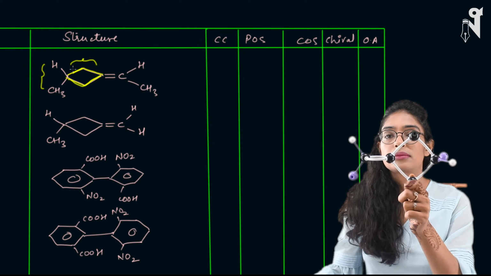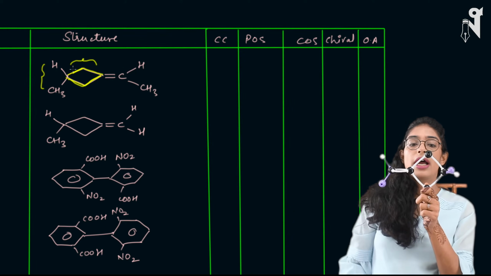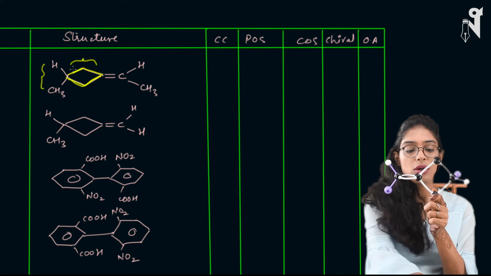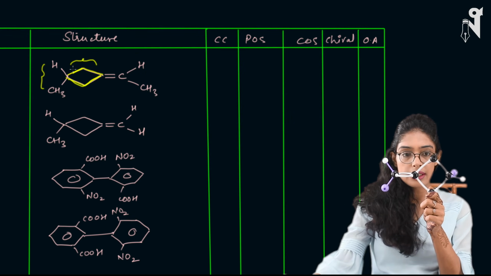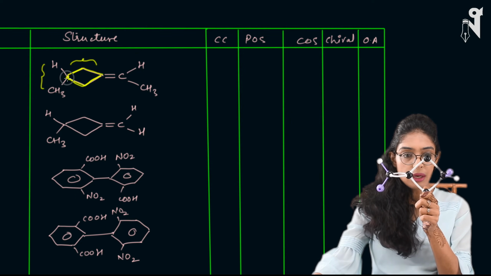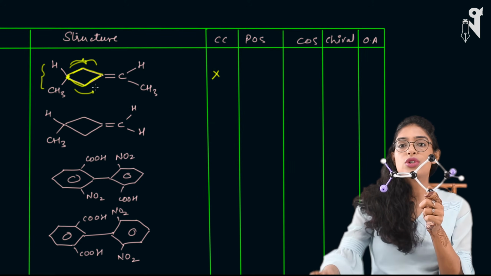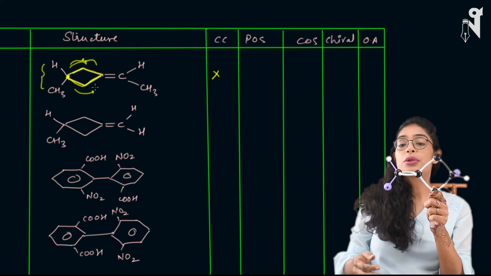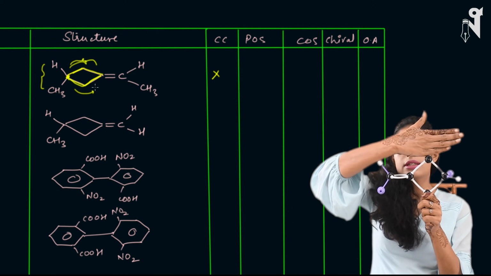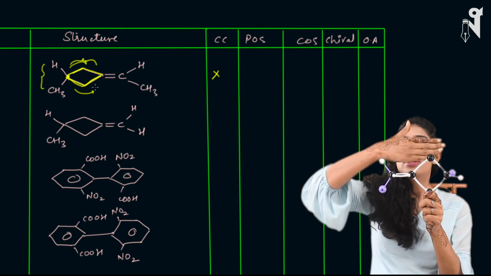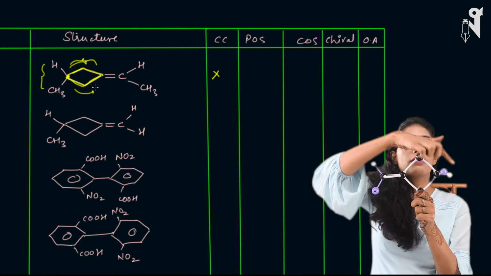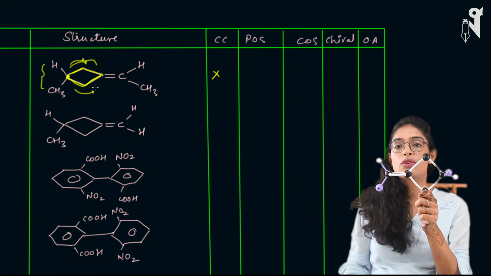Now I have to figure out whether the chiral centers are there or not. For the first case, I'll check the chiral center for this carbon, but both sides are the same, so chiral centers are not there. Is POS there or not? How will we check? We will try to cut it through different planes. I can cut it like this. If I cut it like this, everything else will get divided into two equal halves, but here we will get CH3 and hydrogen, which are different from each other.